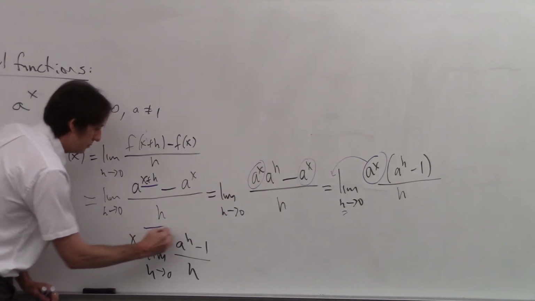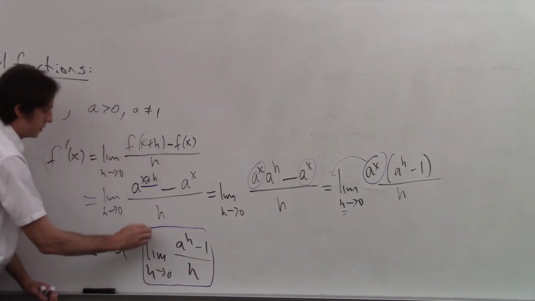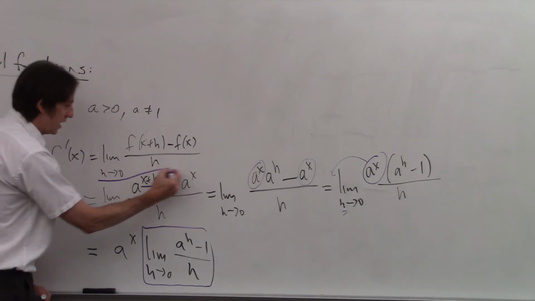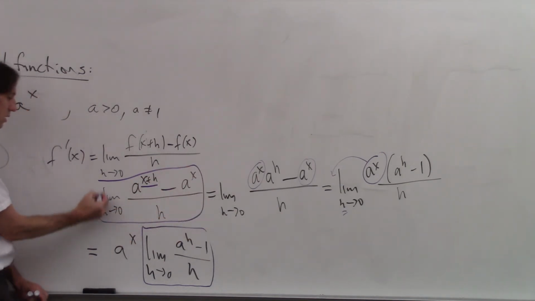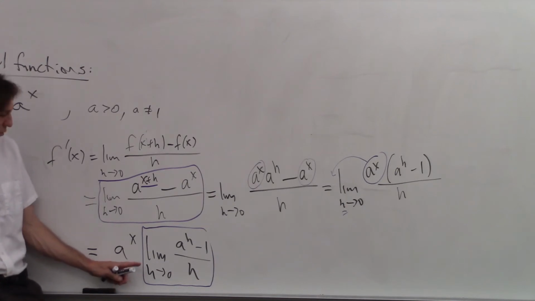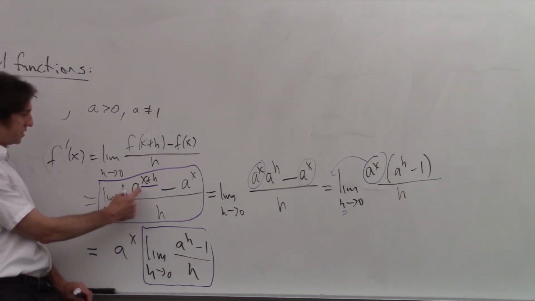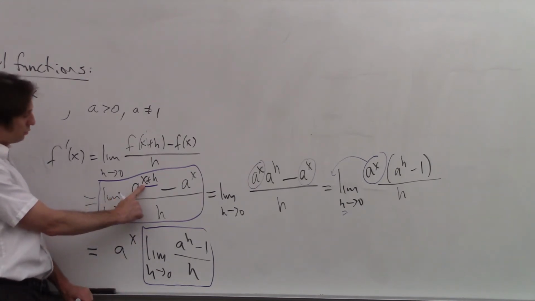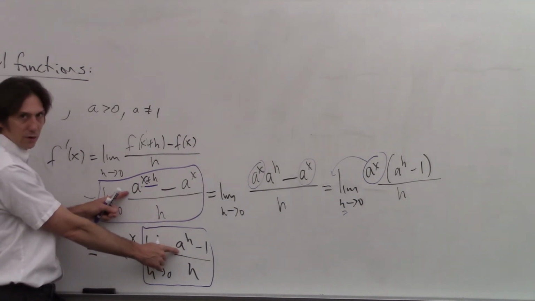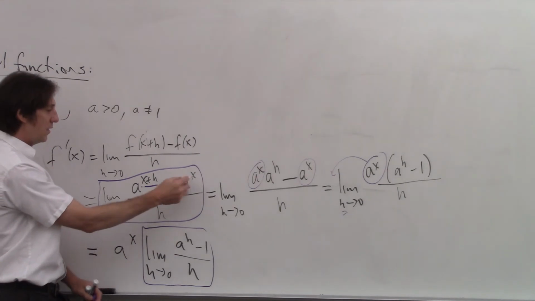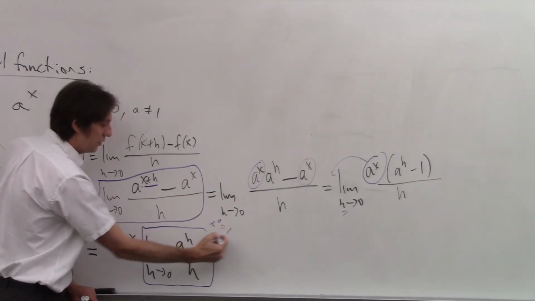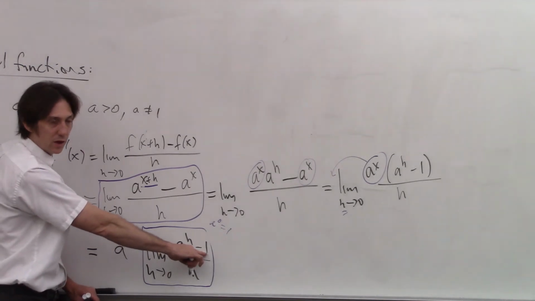This limit that I still have to compute is very similar to the limit that I started with a second ago, except what's the difference here? The difference is that x is equal to 0. This first term is a to the 0 plus h. And if x is 0 here, that would be a to the 0, but of course a to the 0 is 1, so it does give me the second term in the numerator.